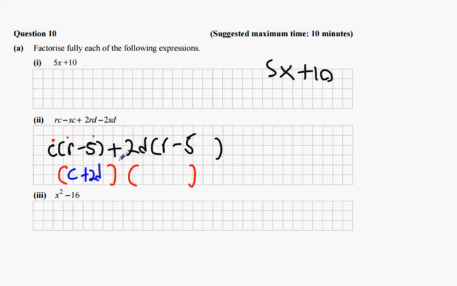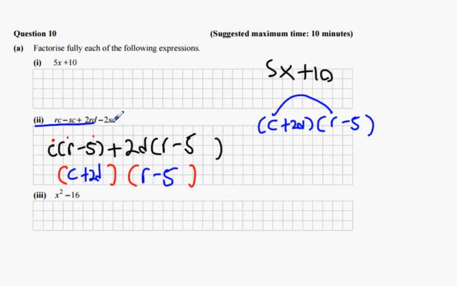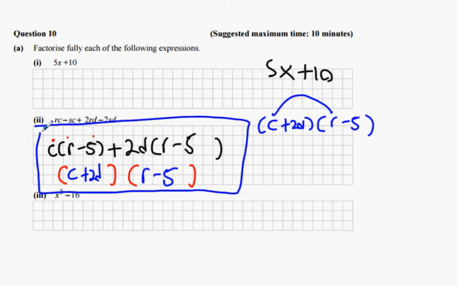C plus 2D there. R minus S. Now, if you wanted to check this out, what could you do? Just multiply it back out. You don't have to do this now. It's already done. This is the answer. What's in this box is all what you need.